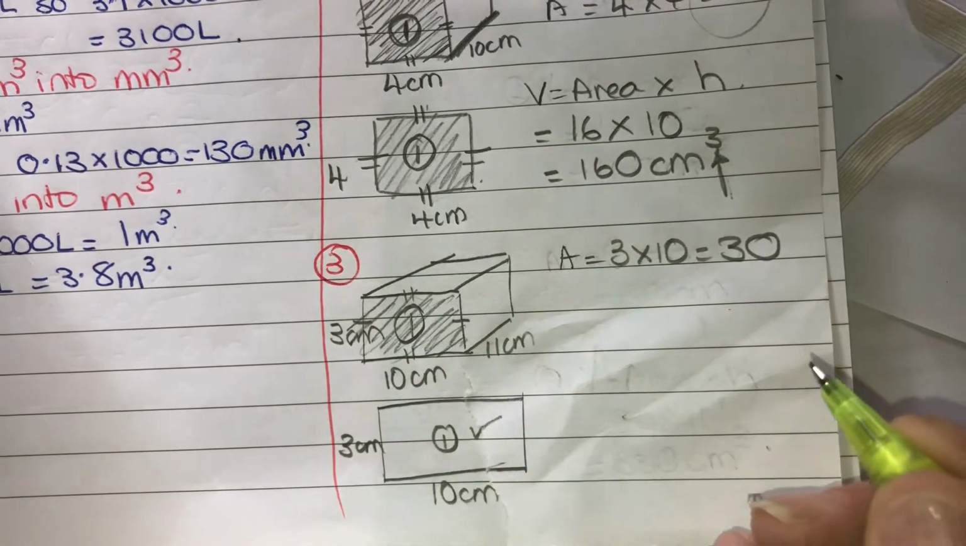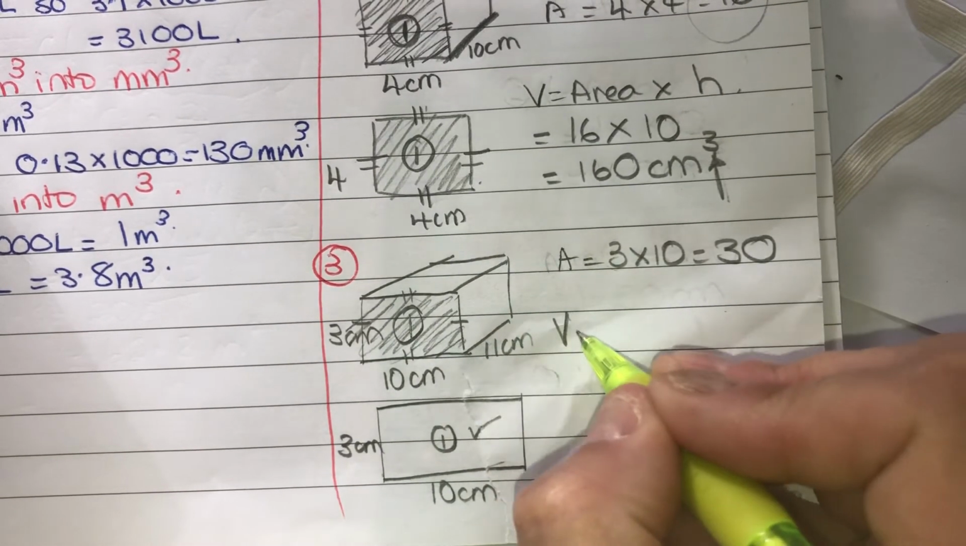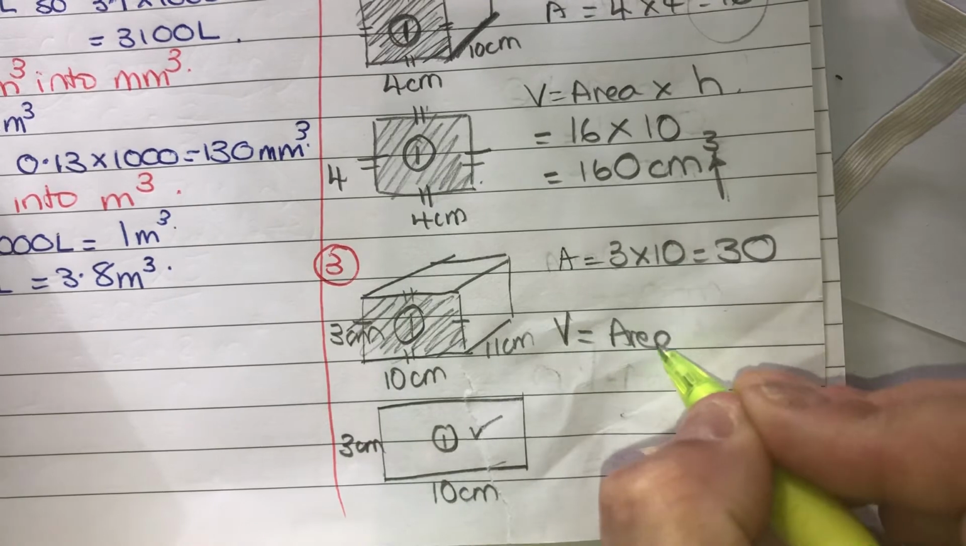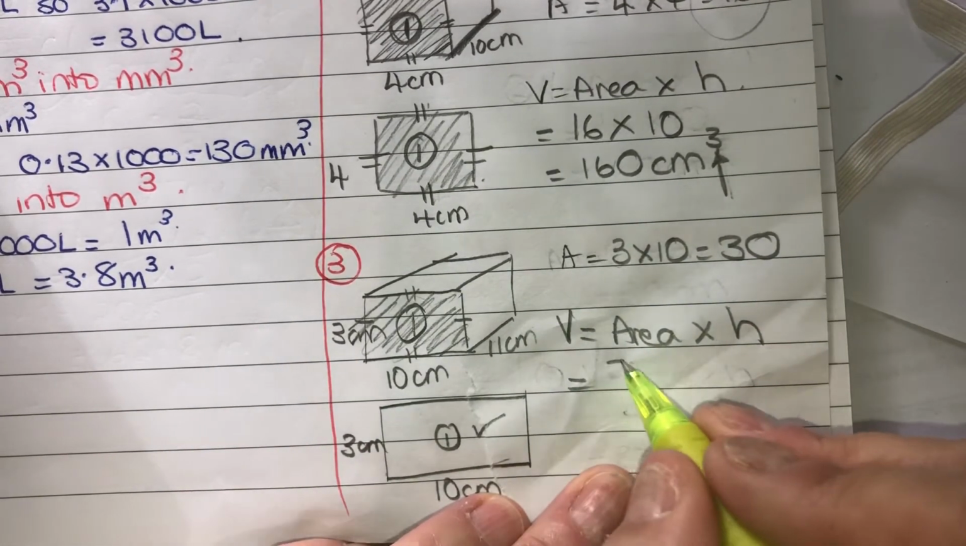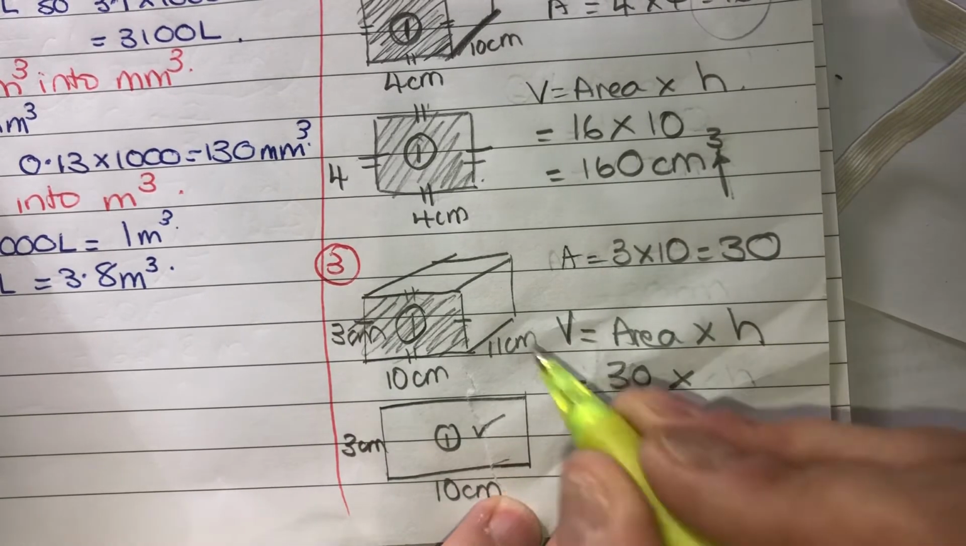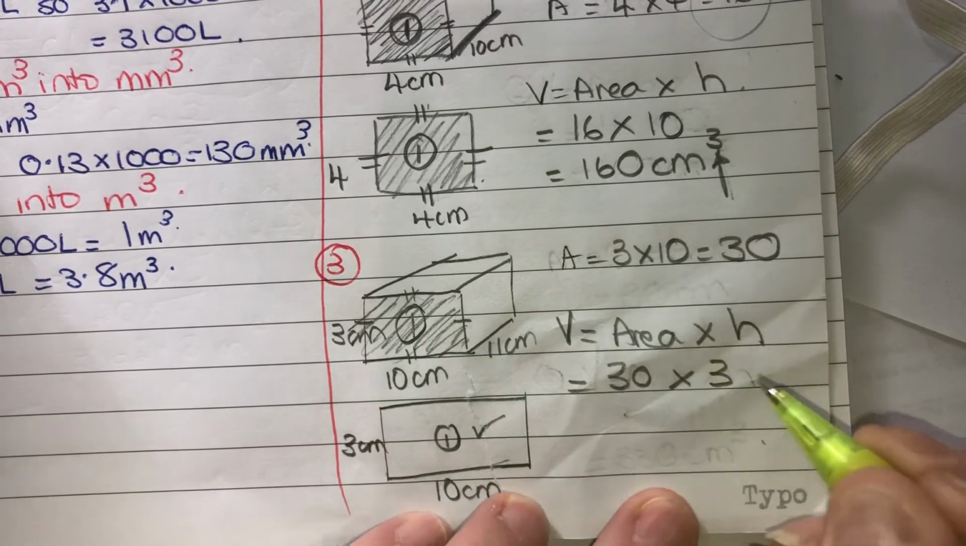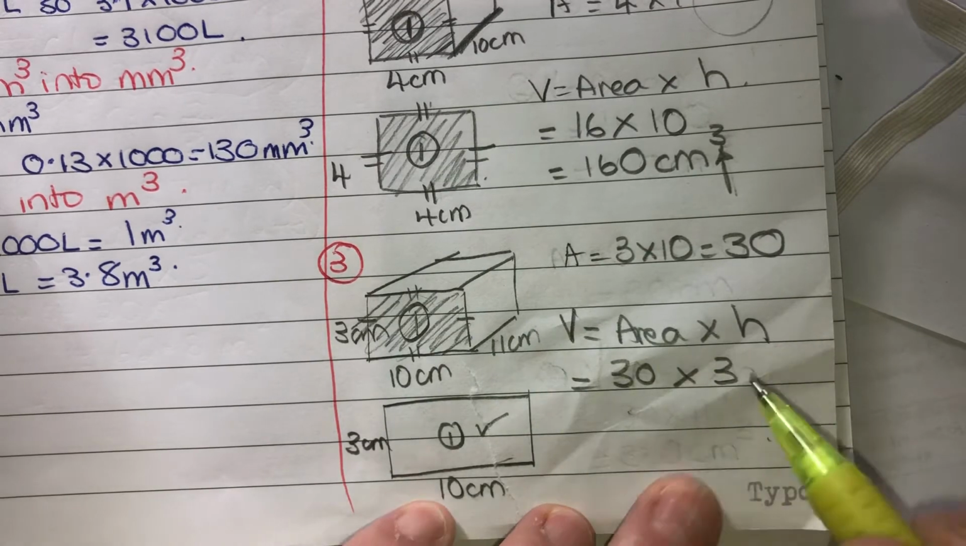So now we have the area of the base. To find the volume, we're going to do area times height. We just worked out the area is 30, so it's going to be 30 multiplied by our height, which is 3. No, it's not. It's 11.